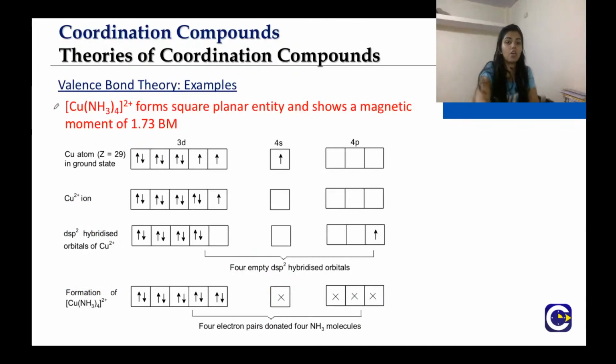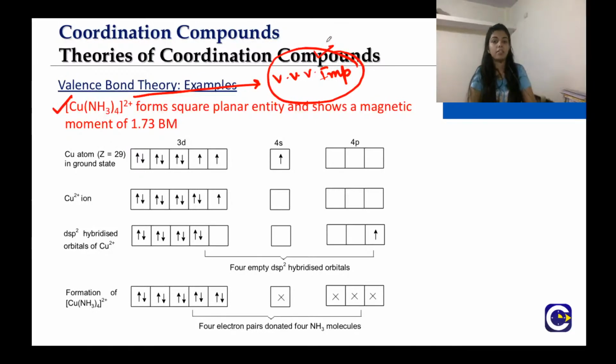Next is copper NH3 2 plus. Now this is a very important example, right? This you need to focus upon. This is an exception, you can treat it as an exception. So copper is in +2 oxidation state. So what is the electronic configuration of copper? 3d9 4s1. Okay, copper 2 plus will be what? 3d8.